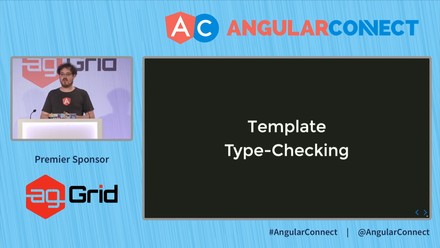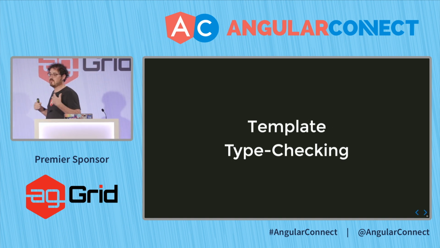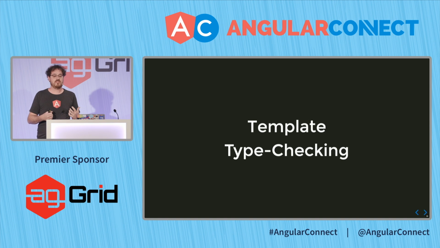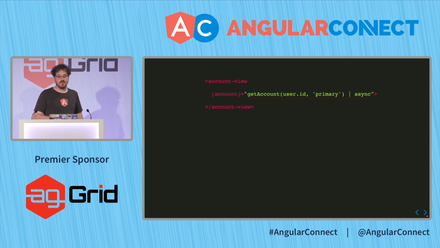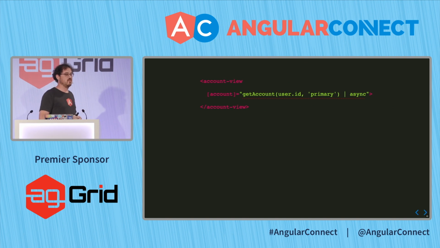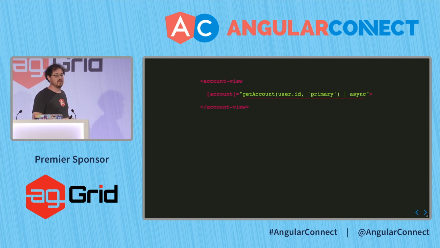So now we get to our last and final topic, which is template type checking. This is a pretty large and complex feature in the compiler, and we're going to look at it from a couple different angles. I think it's important to start by talking about what the problem is that we're trying to solve.